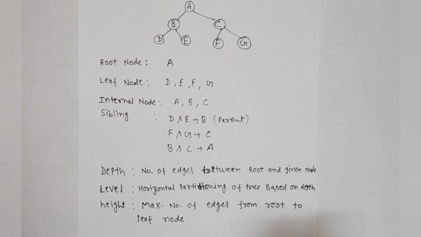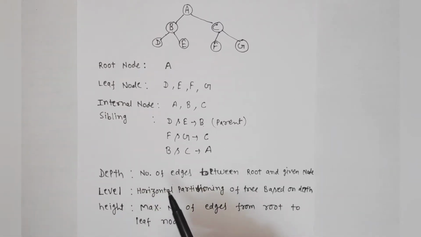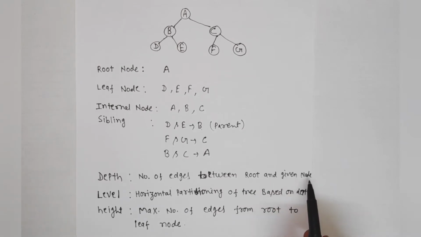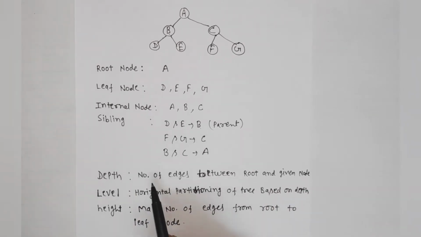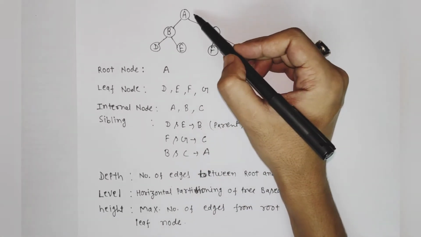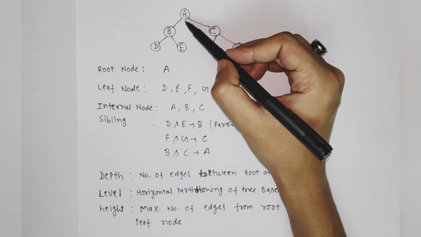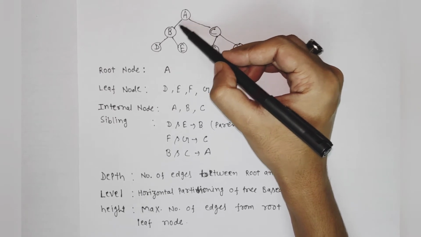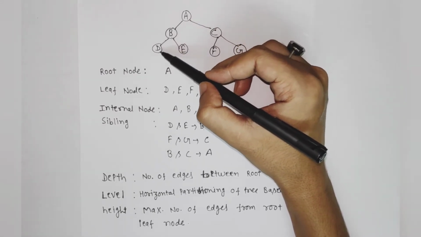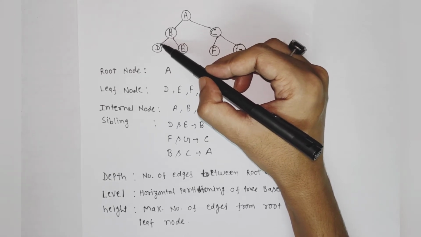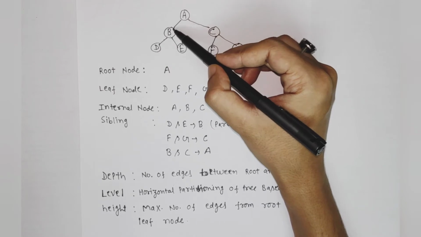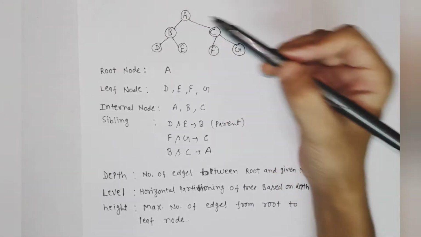Next is depth. So the number of edges between root and given node is called depth. So first we'll see what is edge. An edge is a link between two nodes. So between A and B this is our edge. Between B and D this is our edge because this is the link between B and D, and this is the link between A and B. So this is called edge.